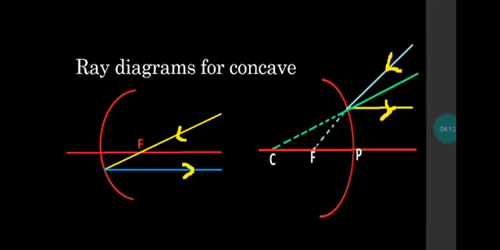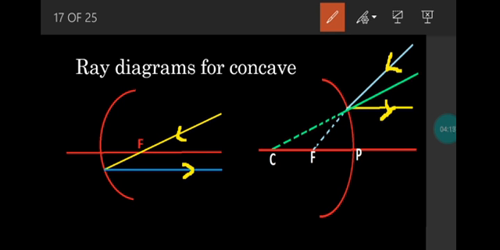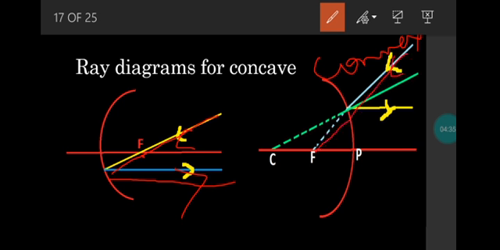Next comes the second rule. If a light ray is passing through the focus point, it passes parallel to the principal axis. Here in the concave mirror, and even in the convex mirror also, look at this, this is convex. If a light ray is passing through the focus point, that means it is appearing to be passing from the focus point, it moves parallel to the principal axis.